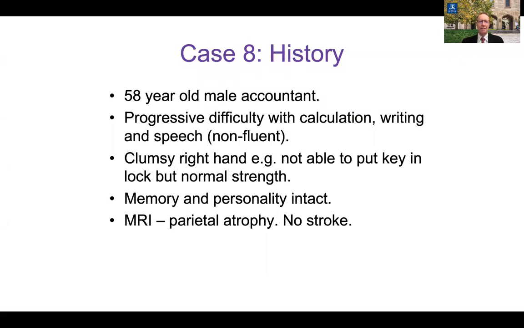Case 8, a 58-year-old male accountant, progressive difficulty with calculation, writing and speech, and the speech is non-fluent. In other words, hesitant. You can see the patient struggling to find and get out words. It looks like it's a big effort to talk. They have a clumsy right hand, and he reports not being able to put a key in the lock anymore, but on testing, the strength is normal. Memory and personality appear intact. MRI reports parietal atrophy, but no evidence of stroke.